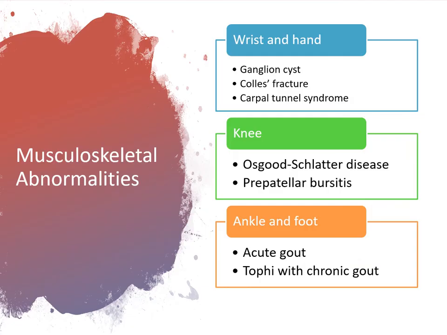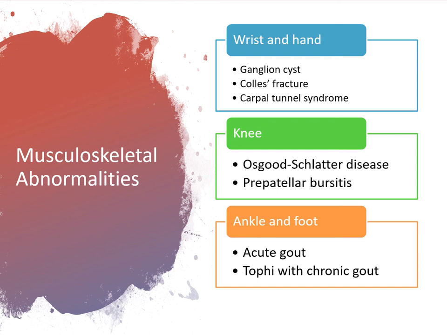It is important to understand common pathologies of the wrist and hand, knee, and ankle and foot. Abnormalities of the wrist and hand may include a ganglion cyst, which is a round cystic non-tender nodule overlying a tendon sheath or joint capsule, usually on the dorsum of the wrist.